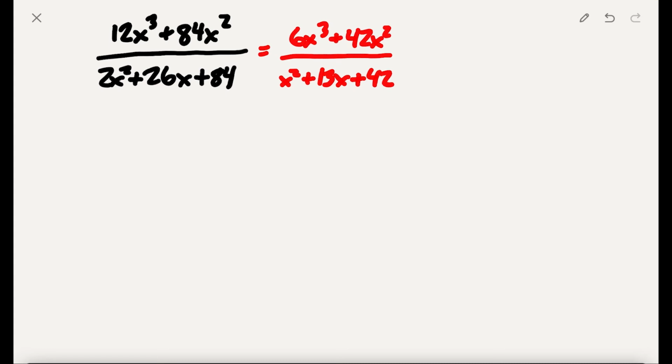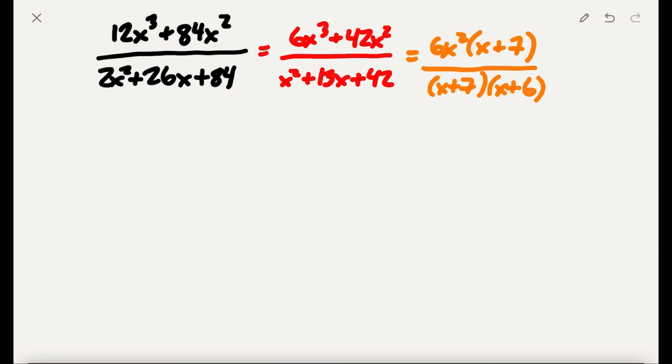From here, I'm going to factor out a 6x squared from the top. And then on the bottom, I am going to factor that quadratic. And that quadratic will factor to x plus 7 times the quantity x plus 6. And what's great about this is you can divide out the x plus 7 from the top and the bottom there. And you're going to be left with 6x squared over x plus 6 for your final answer.